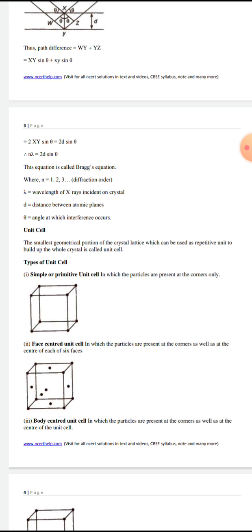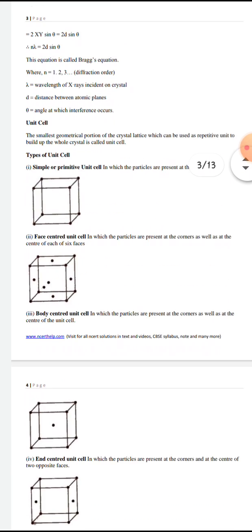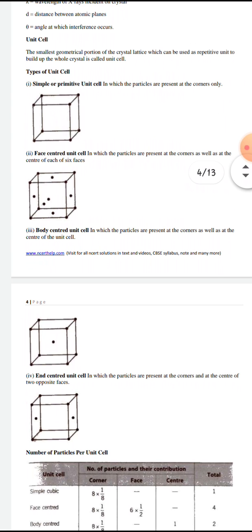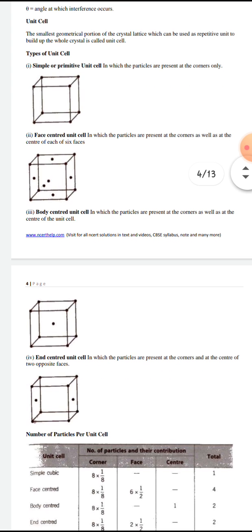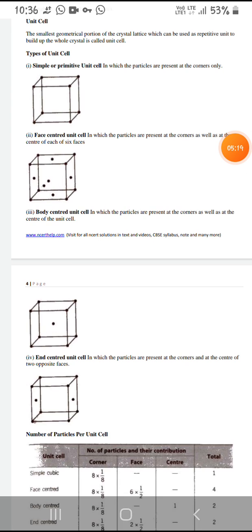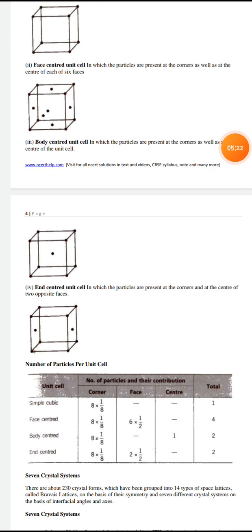And face-centered unit cell, in which the particles are present at the corners and also at the center of the faces. Next is body-centered unit cell, in which the particles are present at the corners as well as the center, only in the center. Here they are present at the corners. In face-centered unit cell, they are present at the corners and at the center of the faces.